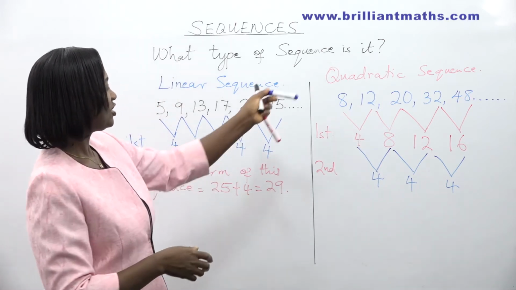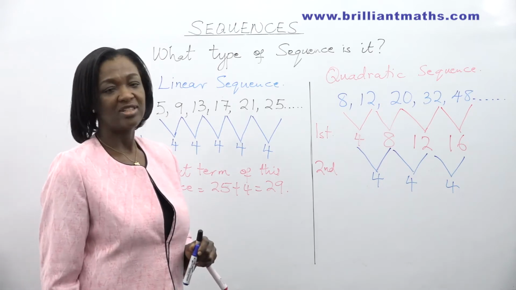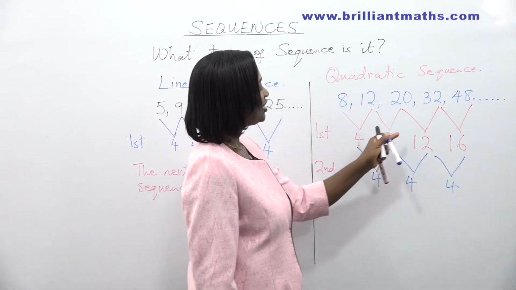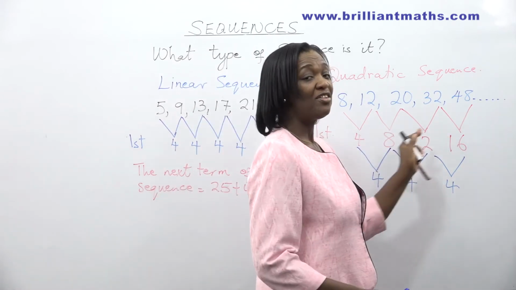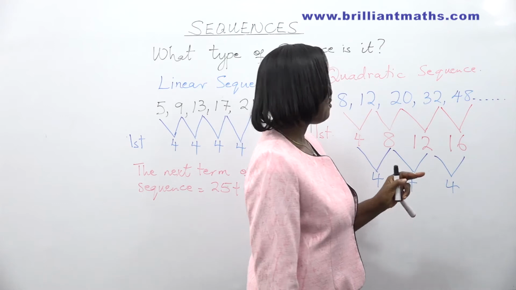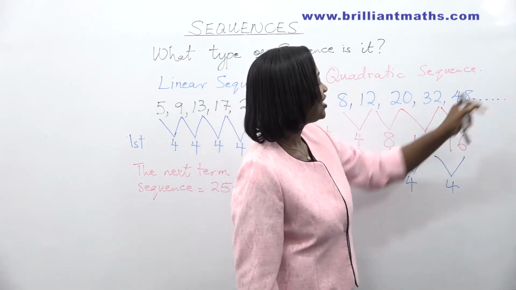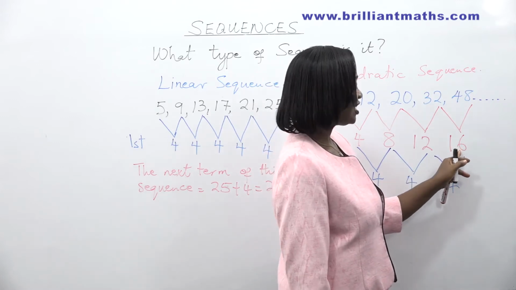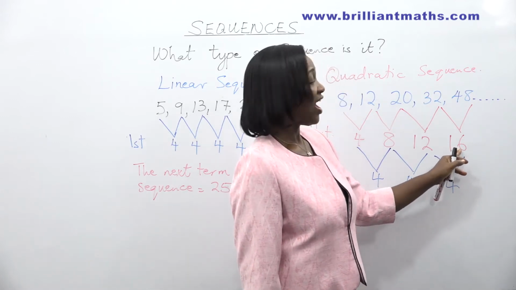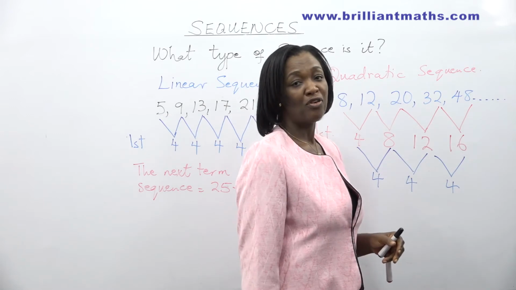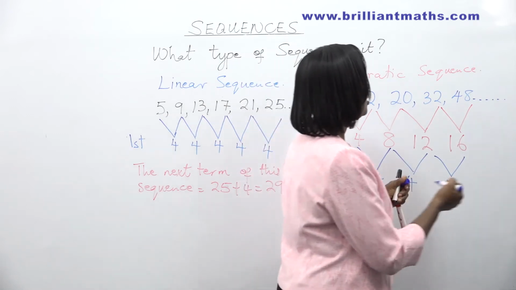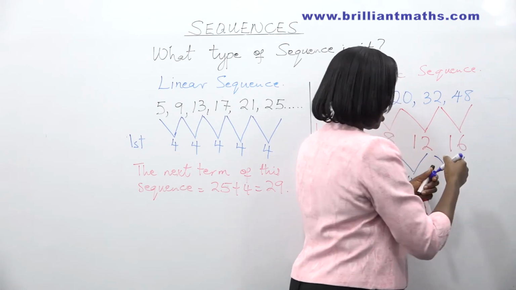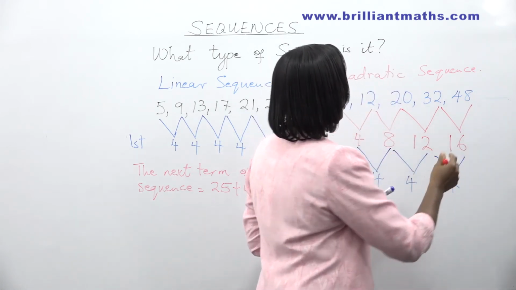Let's see if we can find the next term of the quadratic sequence. 4, 8, 12, 16. The first differences are increasing by 4. So how do we find the next number? We simply add 4 to 16, and that is 20. And then add 20 to 48, and that will give us 68. I'd like to write it in red just to show that we calculated that.